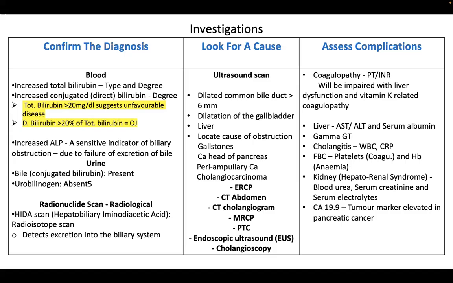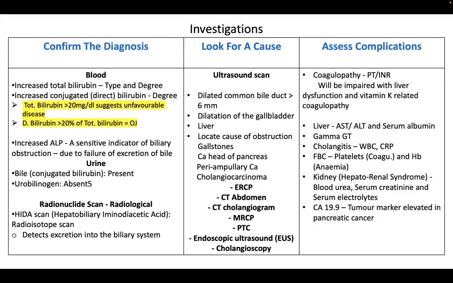Okay. Then another test you can do is checking the ALP levels, because an increased ALP level is a sensitive indicator for biliary obstruction. This is due to the failure of the excretion of bile. Then in the urine, you can look for urobilinogen. So this will obviously be absent, but the conjugated bilirubin content will be present. Then there's another scan that you can do, which is the HIDA scan. So this is a radioisotopic scan. This will detect the excretion into the biliary tree or system.